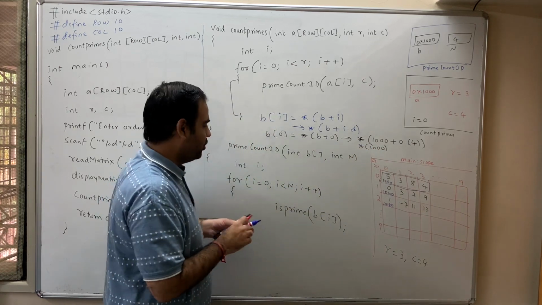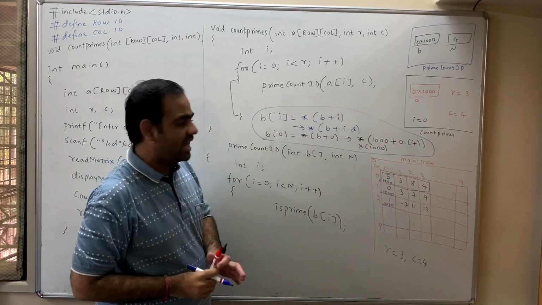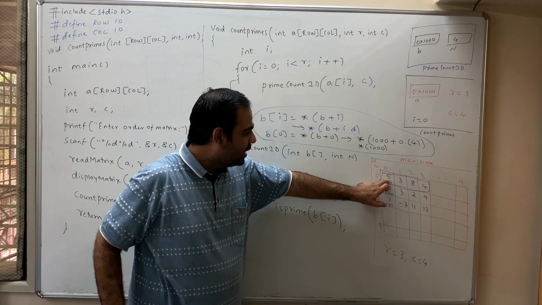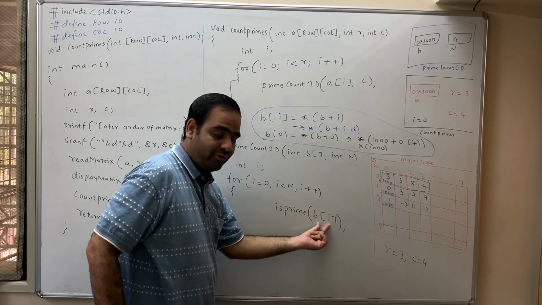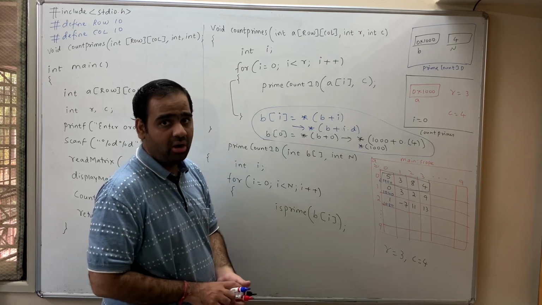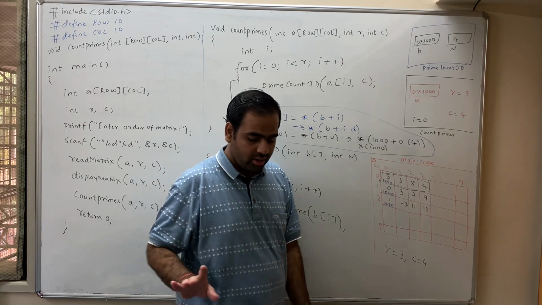Now what is star 1000? This is the rough work. Star 1000 means go to address 1000 and fetch the value, which is 5. Now b of i will give you 5. The is prime function will be called, and it will say whether the number is a prime number or not.